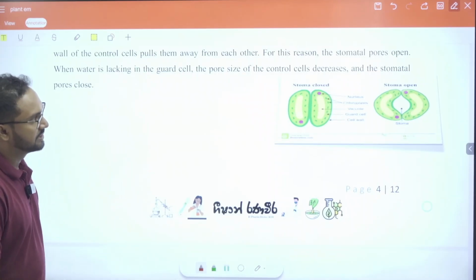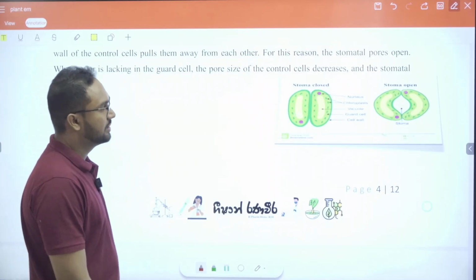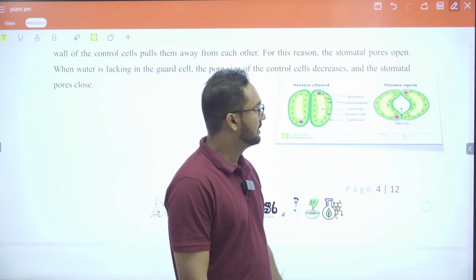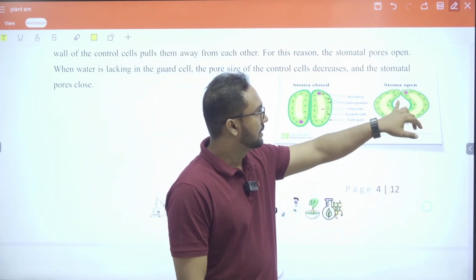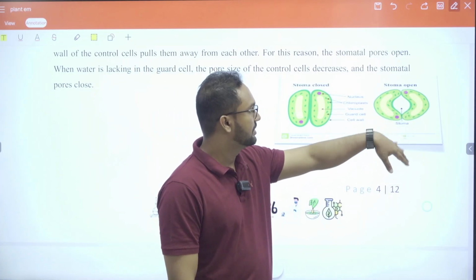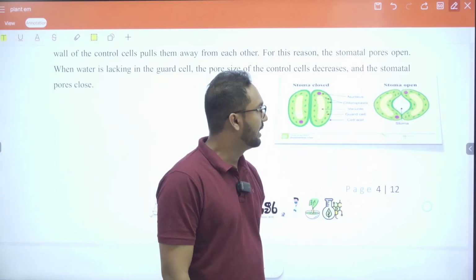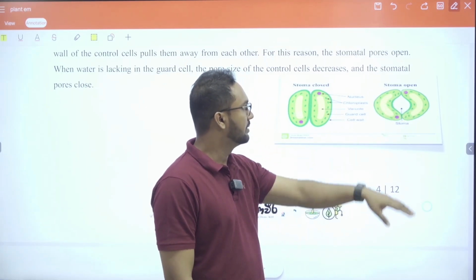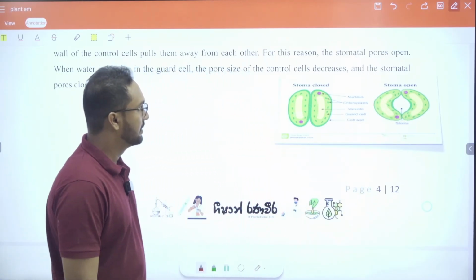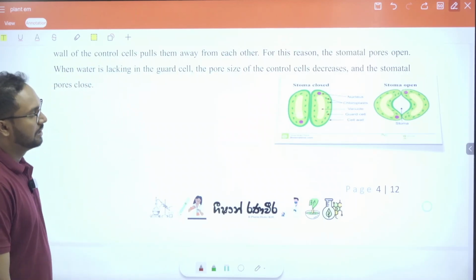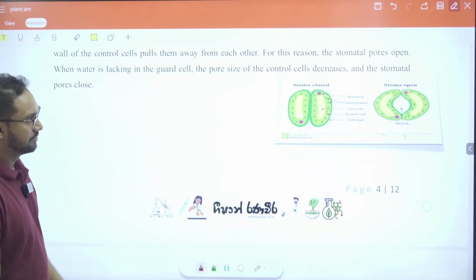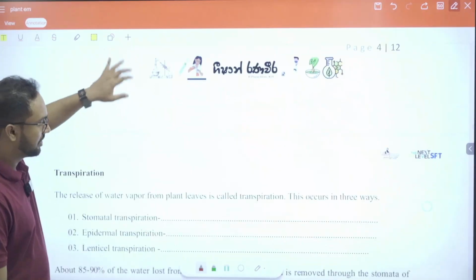That is one of the processes. So, this is the stomata. This is the hole which takes in the atmospheric air and the water vapors as well. And that is the basic structure.